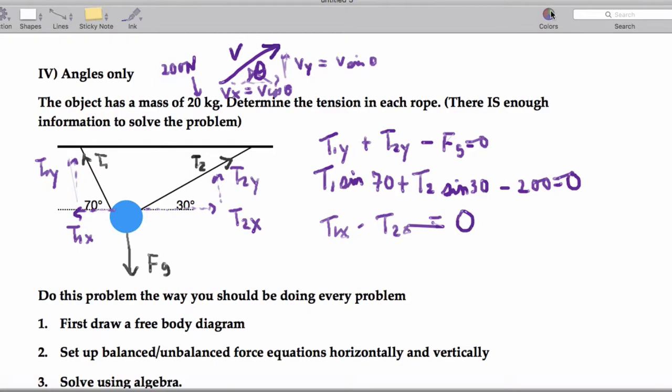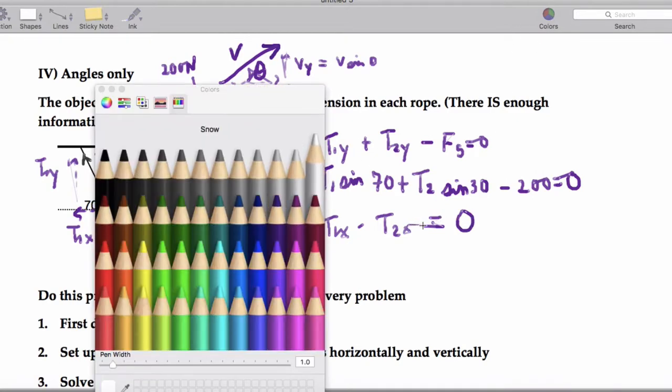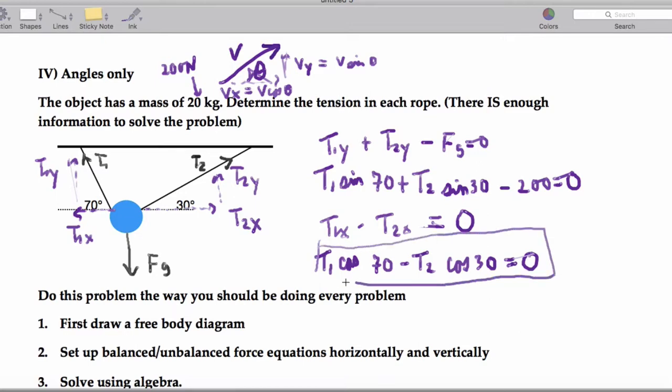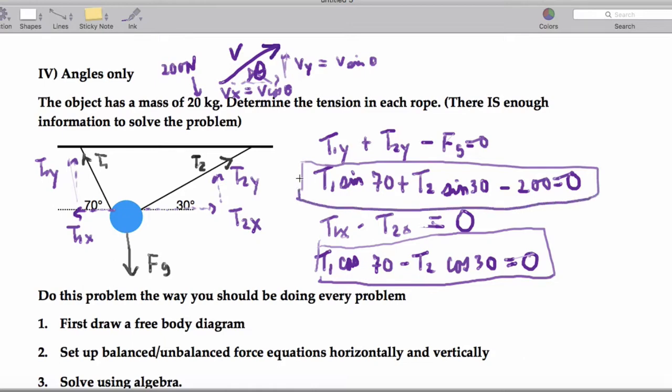Let me just clean that up a little bit. There we go. Now finally, putting in our trig values, that's going to be T1 times the cosine of 70 minus T2 times the cosine of 30 equals 0. So these are the two equations you need to solve. Now, I'll write out a solution for you in PDF form, but I'd like you to try to actually solve this based on the work that we've done in class. So this is the homework that's due.